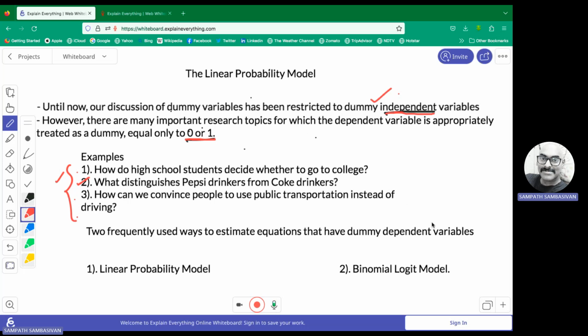In order to estimate such equations where dummy dependent variables would be present, we have two types of models that we talk about. One is called the linear probability model. The other is called the binomial logit model. These are the two types of models that are talked about. We'll be talking more on the linear probability model in the upcoming video. I hope this premise is very clear to all of you.